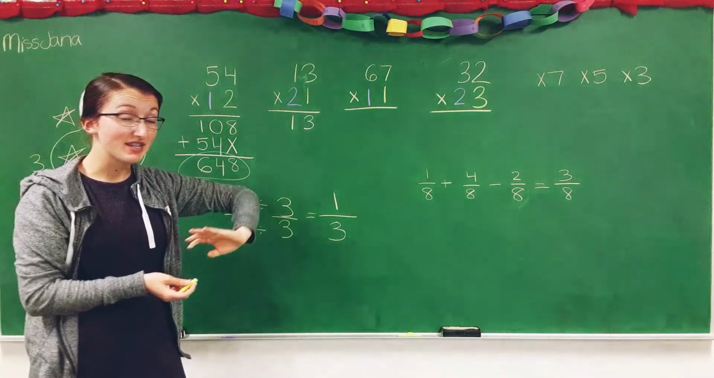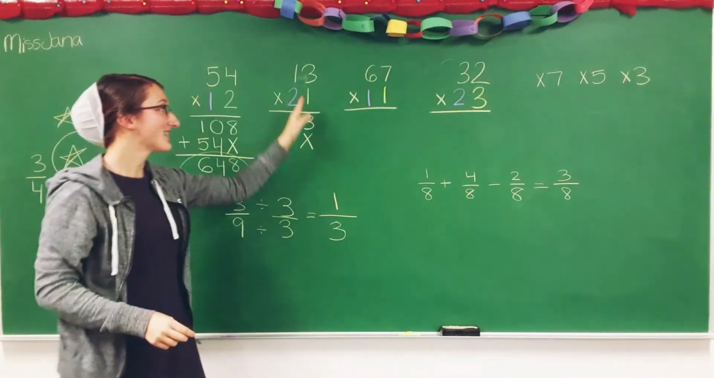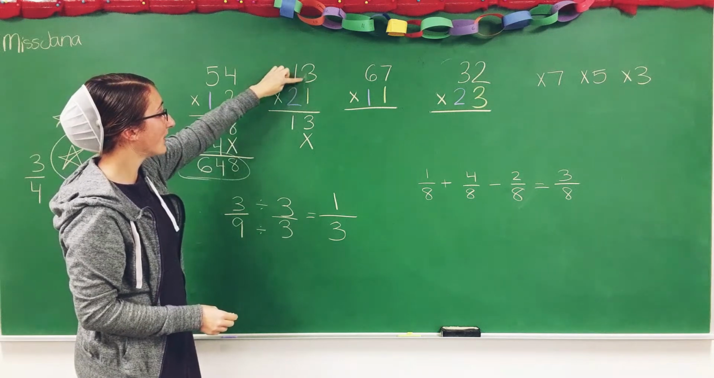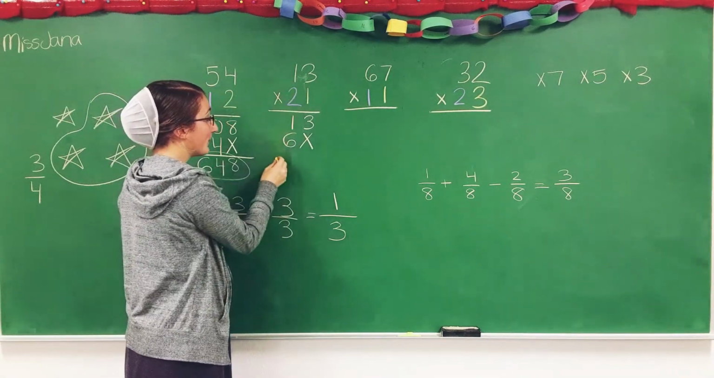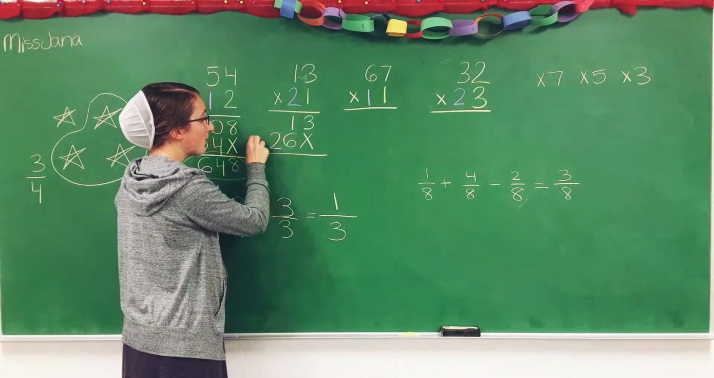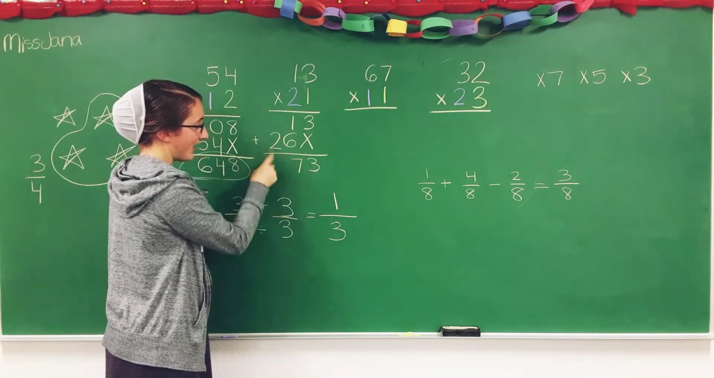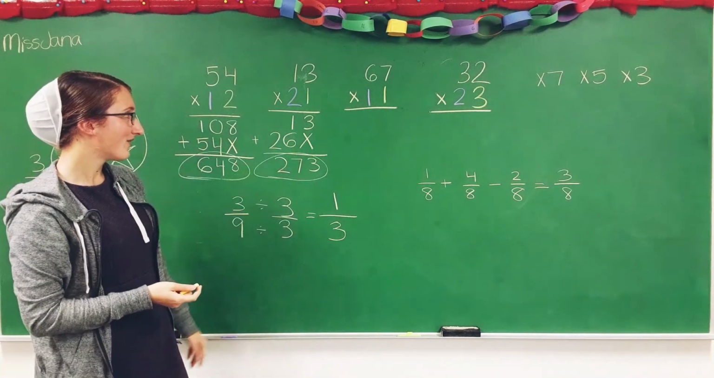Because we're multiplying by the tens place, do not ever forget to put an X in the ones place. We're multiplying by the tens place, so 3 times 2 is 6, and 1 times 2 is 2. So we're going to add this together, that's the last step. 3, 7, and 2. And that is our answer, 273.